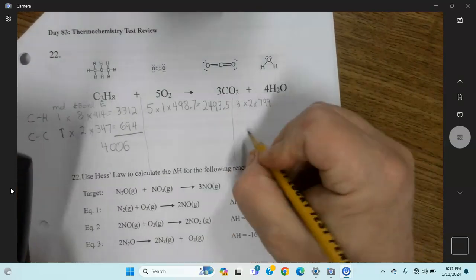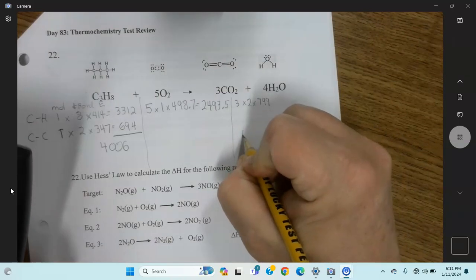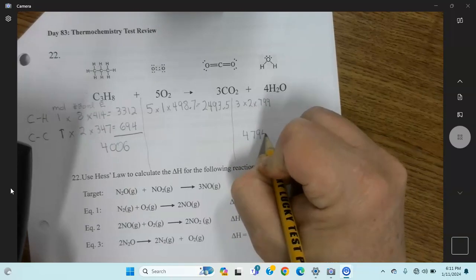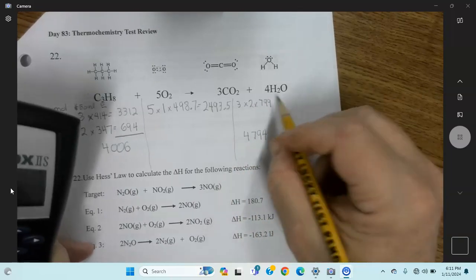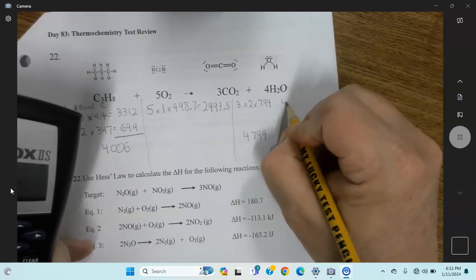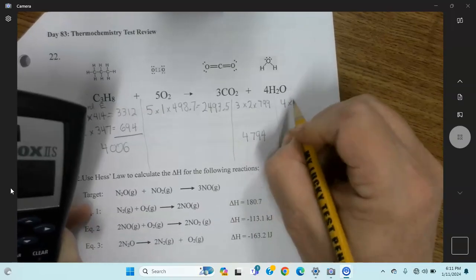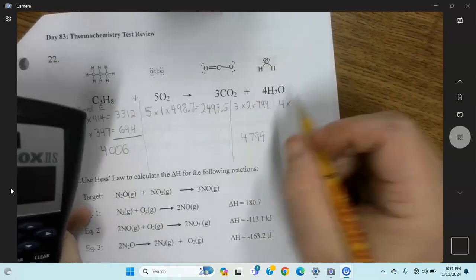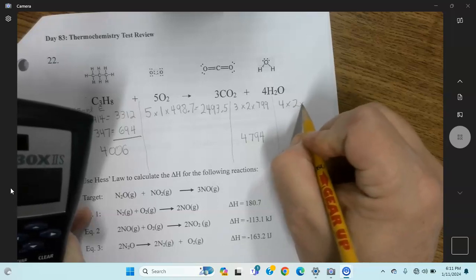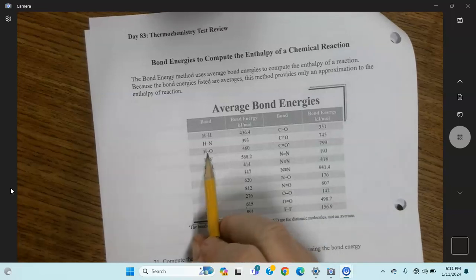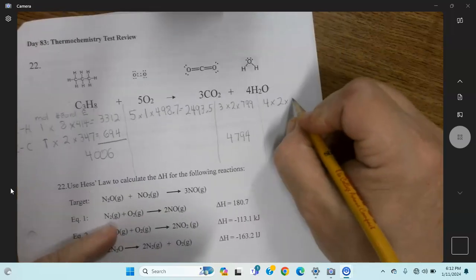And that's going to give us 4,794.94, okay. And now we have water. So water, draw a little line there. We have 4 molecules of water, and each one has 2 hydrogen-oxygen single bonds. One there, one there. So times 2. And now we go over and we look for hydrogen-oxygen single bond. It's right there. It's 460 kilojoules per mole. So times 460.